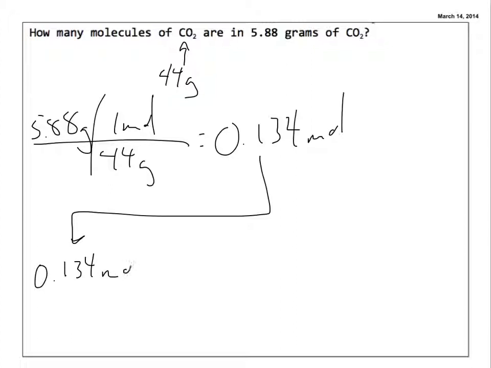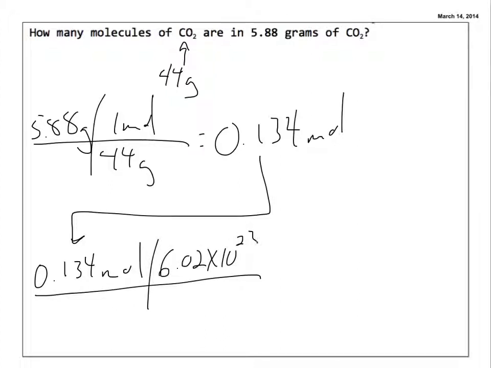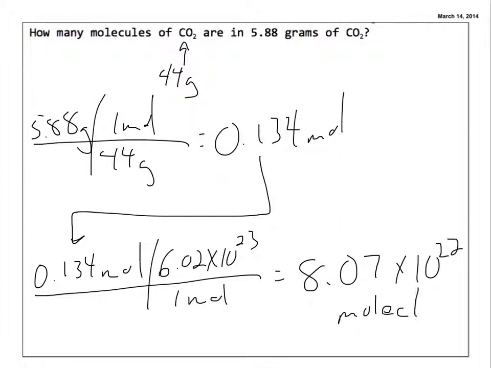0.134 moles times, always, 6.02 times 10 to the 23rd molecules per 1 mole means that we have 8.07 times 10 to the 22nd molecules of CO2.